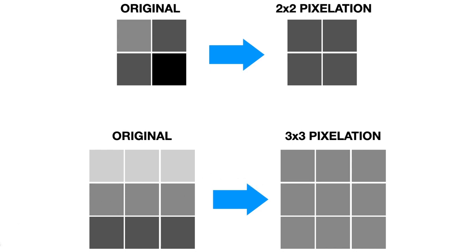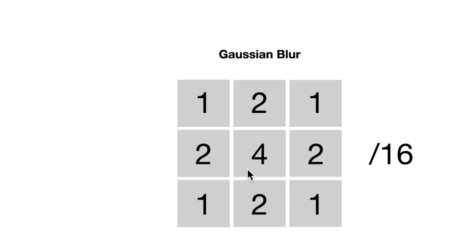This was pixelation. But with the Gaussian blur, what we want to do is take a weighted average of these 9 pixels, where the center square, the center pixel, gets a heavier weight. So here we're going to weight this center pixel 4, weight these side pixels, which are close to the center, 2 each, and then the corner pixels, as they get farther away from the center, 1 each.